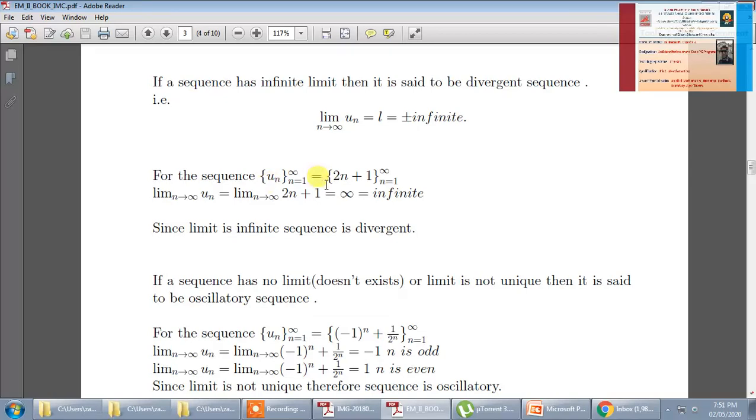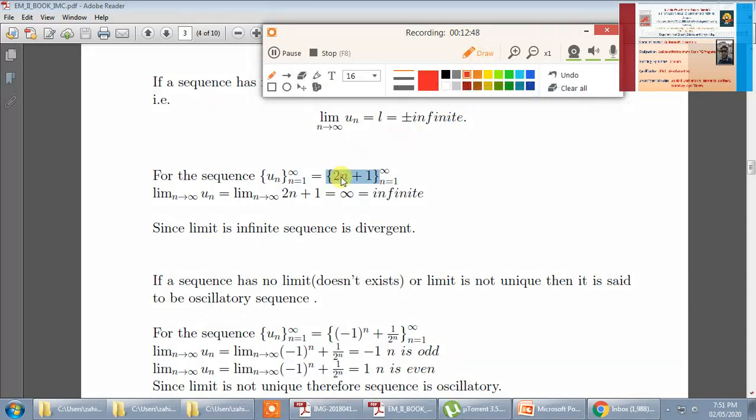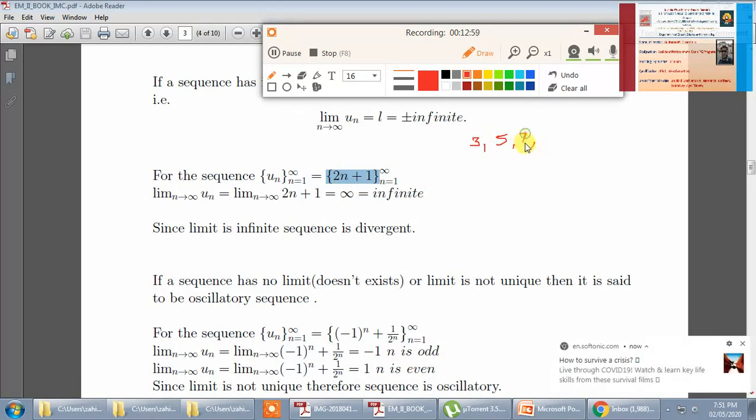So you can have an example: 2n plus 1. If n is equal to 1, the first term of this sequence is 3. If n is equal to 2, 4 plus 1, that is 5. If n is equal to 3, 6 plus 1, that is 7. So you have all odd numbers, starting with 3, not with 1. If it were 2n minus 1, I would have 1, 3, 5, 7 and so on.